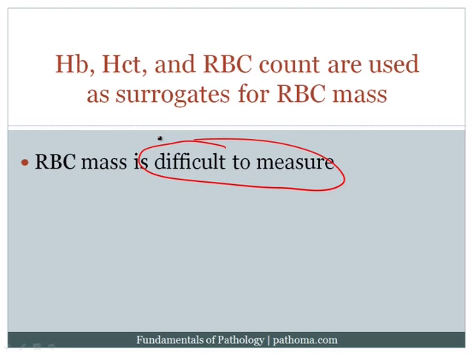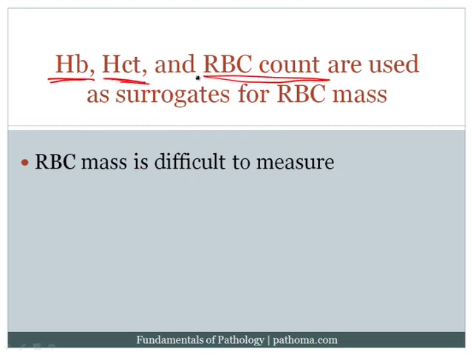So instead of measuring red blood cell mass, we use some surrogate markers. And these surrogate markers help us to make an effort to determine exactly what the patient's red blood cell mass might be. The three key laboratory studies that are used are hemoglobin, hematocrit, and the red blood cell count. So these three markers are used as surrogates for red blood cell mass. Now you could actually stop me and say, well, why are these surrogates? Why don't we just say that they equal the red blood cell mass?